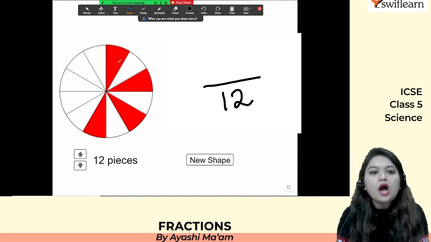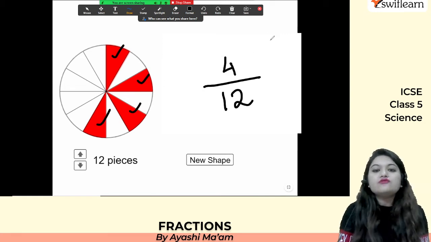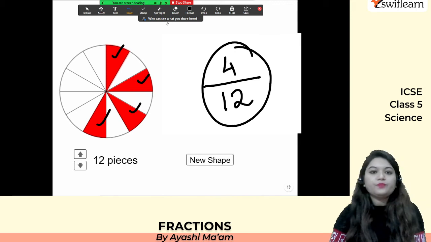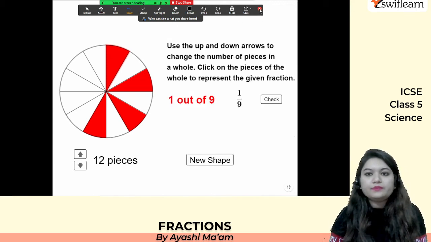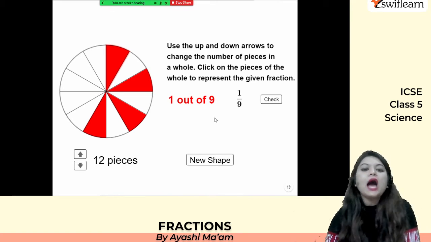Red in color. So how many parts are red in color? 1, 2, 3, 4. So you can simply write down 4 by 12. And this will be our desired fraction. Got it? Okay. Now they have asked us to represent this fraction 1 out of 9.